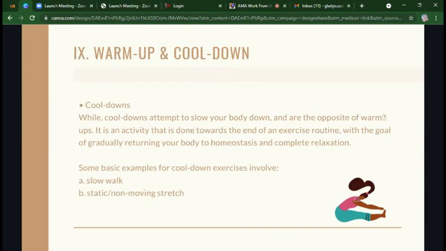As we all know, we lose lots of oxygen in our body while performing a heavy exercise. So cool downs can help us to balance the oxygen that has been lost in our body. Some basic examples are slow walk and static or non-moving stretch.